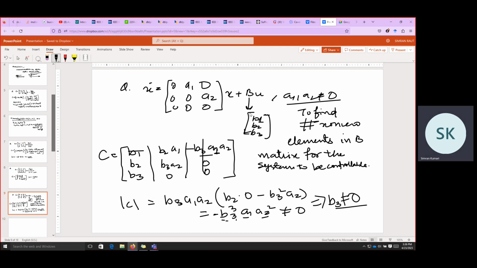So the number of non-zero elements in the B matrix for the system to be controllable should be what? It can be up to 3 maximum. But the thing is, at minimum B3 should not be 0. So we can have B1, B2 equal to 0, and in B3 we can have non-zero. So the minimum number of non-zero elements is equal to 1.